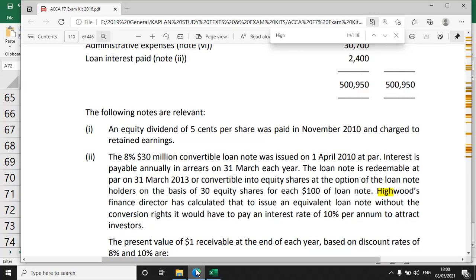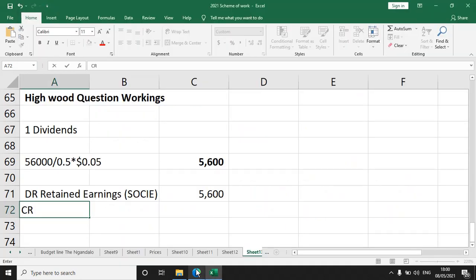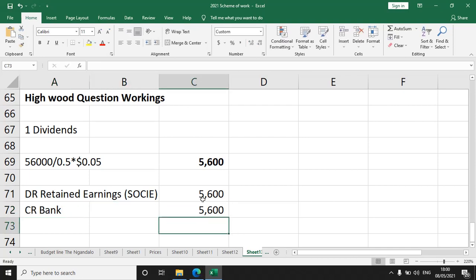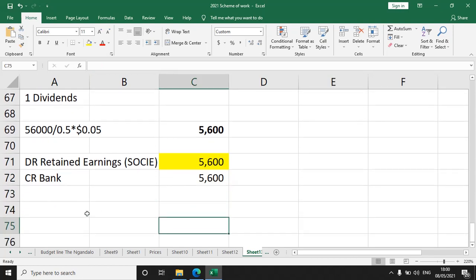You're going to have to credit, was this paid or not? Was paid, yes. So we needed to credit bank or indeed cash. Okay, so you have that figure there. So the account that you need to update is the statement of changes in equity, and of course you know what it means.